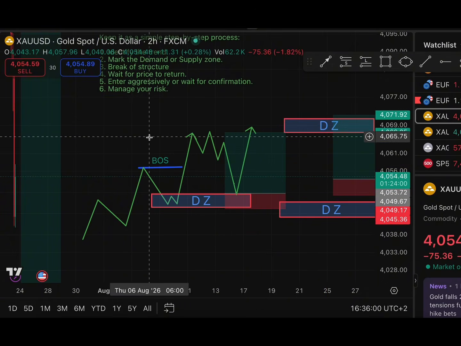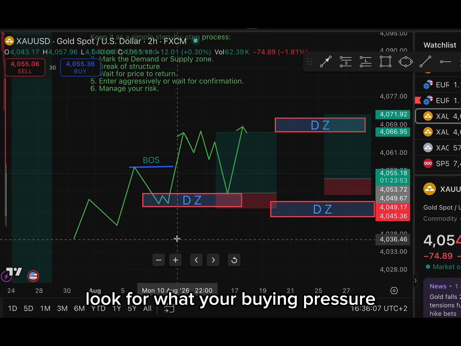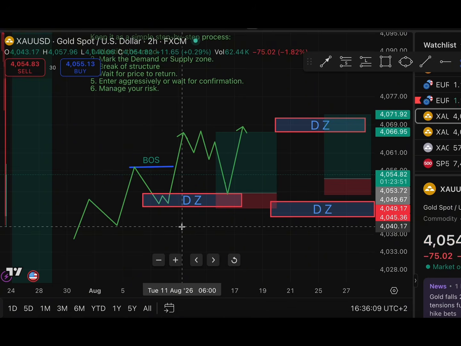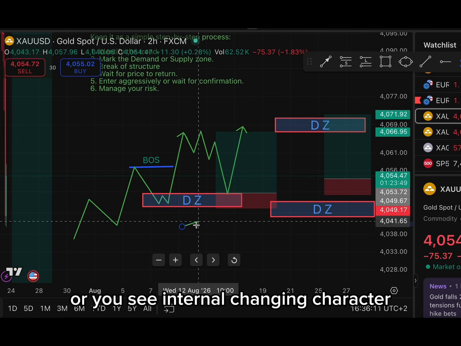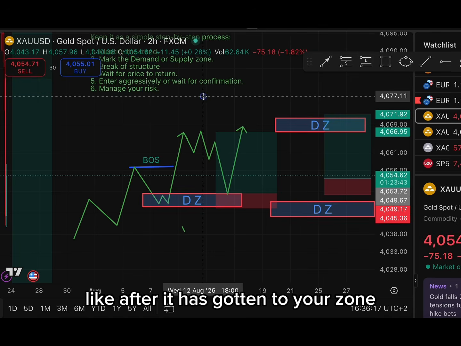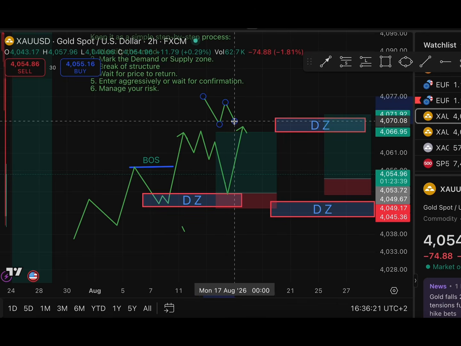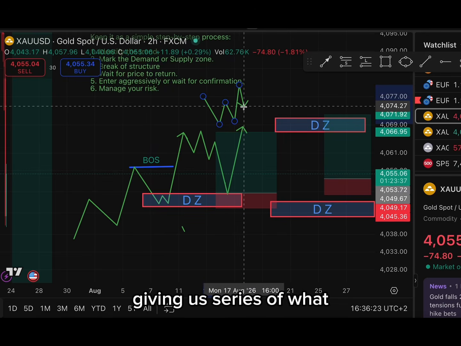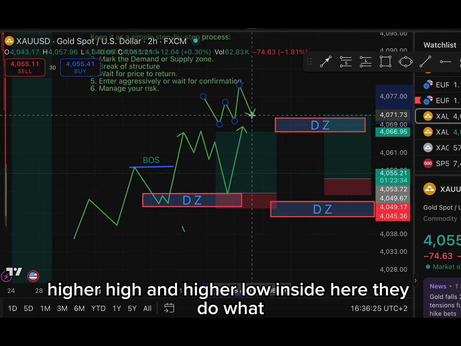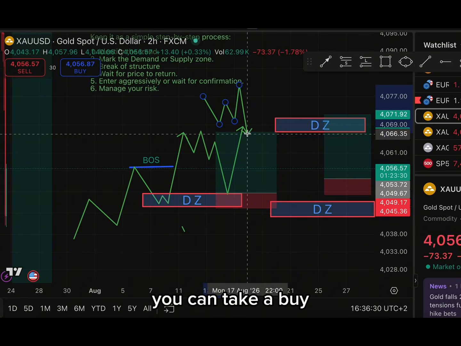1:4. If you are waiting for confirmation, what you need to do is what? Look for what? Your buying pressure. Once you see the buying pressure or you see an internal change in character, like after it has gotten to your zone, then you see the market moving like this, giving us a series of what? Higher high and higher low. Inside here, you can take a buy.